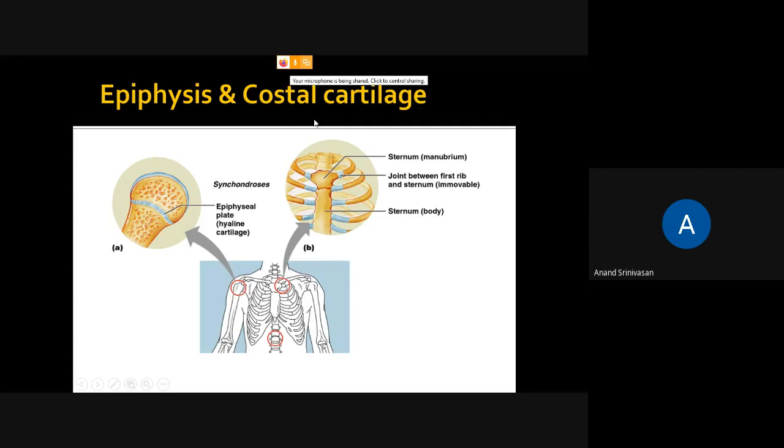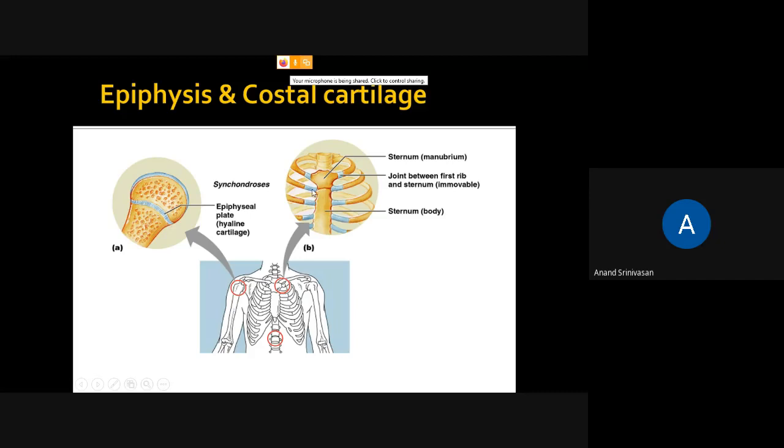Epiphysis and costal cartilage. Now, where is this epiphysis located? Epiphysis is located near the end of the long bones. Epiphysis is the place where the bone grows. You know, the child is of small height, but as the child grows, the bone also grows. So which part of the bone grows? The epiphysis. The epiphysis is the part which grows.